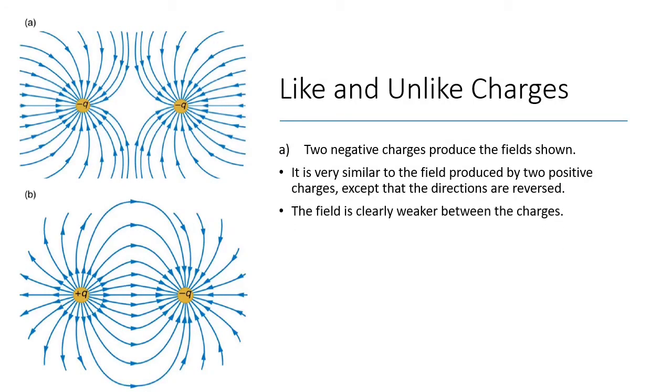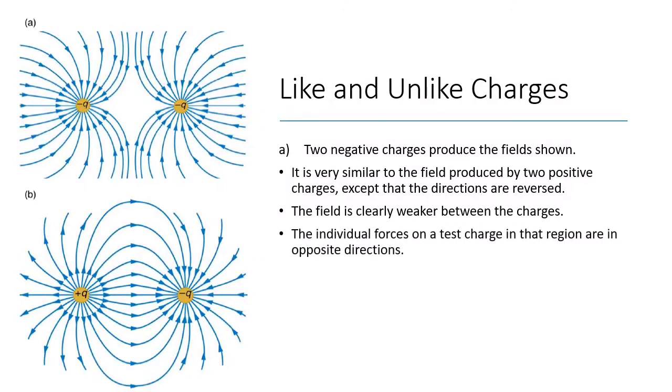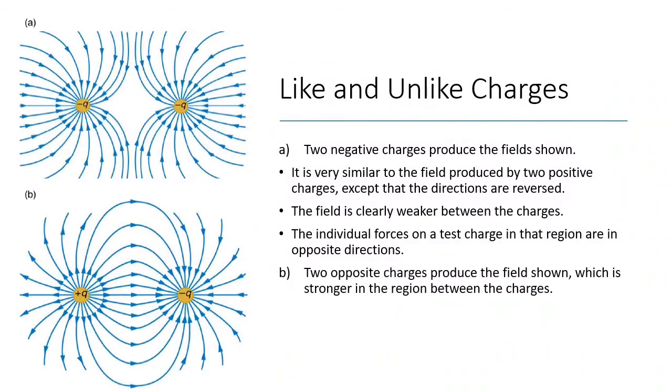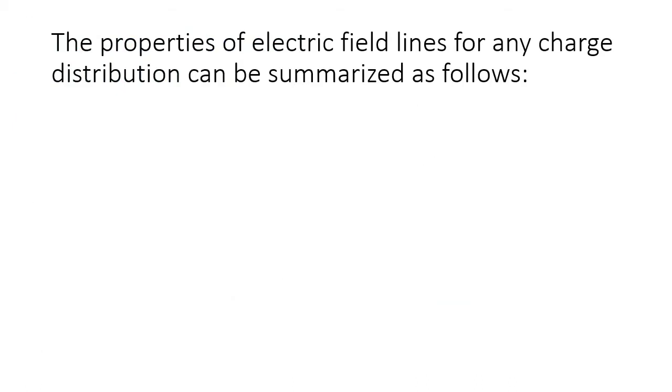Field is clearly weaker between the charges. The individual forces on a test charge in that region are in opposite directions. For figure B, the two opposite charges produce the field shown, which is stronger in the region between the charges. The properties of electric field lines for any charge distribution can be summarized as follows.